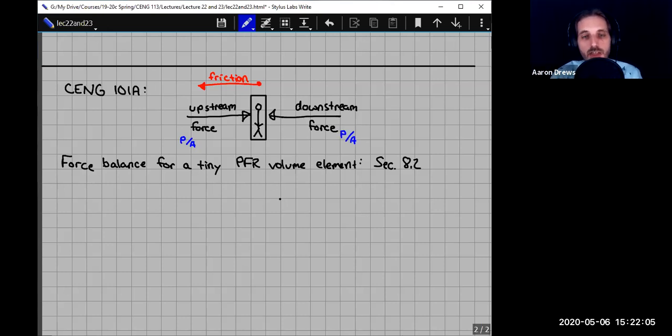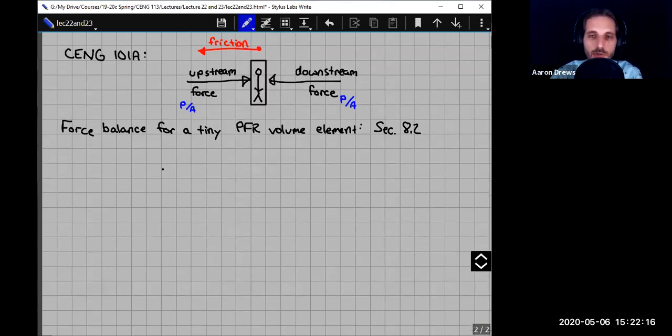How did we find that out? We did a force balance. It's not that pressure is being dissipated somewhere. It's a result of the force balance and then cleverly writing the force balance in terms of pressure. So you're welcome to review 8.2 if you want. The key point is that we can now decide how pressure changes along the length of the reactor, and that comes in the form of a differential equation.